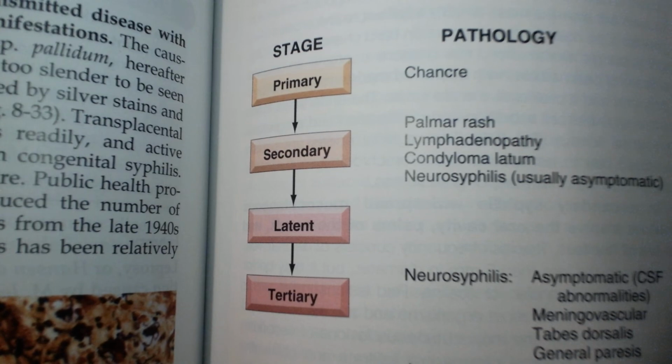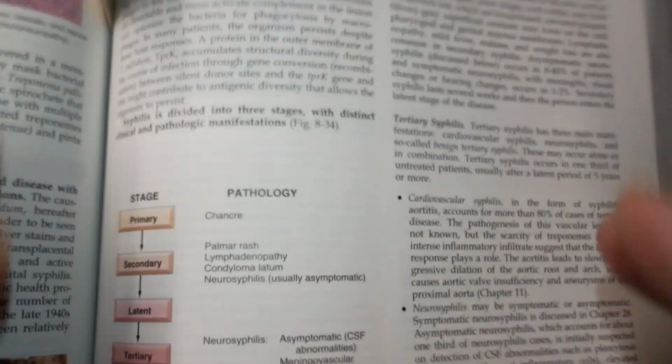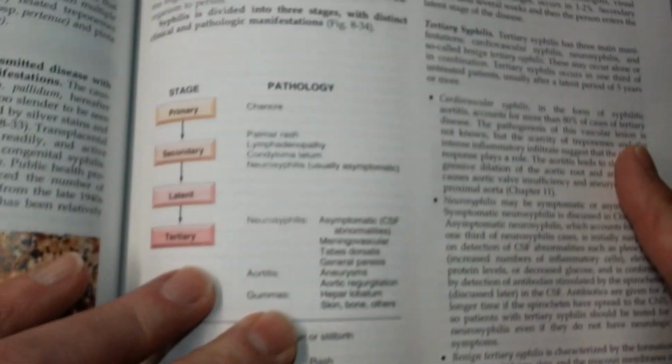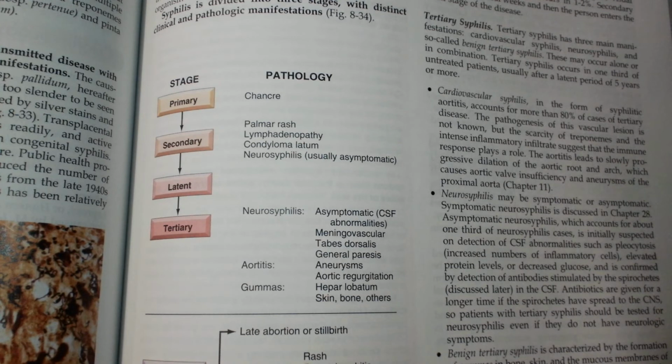So here we have illustrated essentially the progression of this disease in its 3 stages. Let's go over these. So the first stage is so-called primary syphilis. And primary syphilis is the localized stage. It starts usually 1 to 3 weeks after Treponema pallidum lands on the skin or mucous membranes.